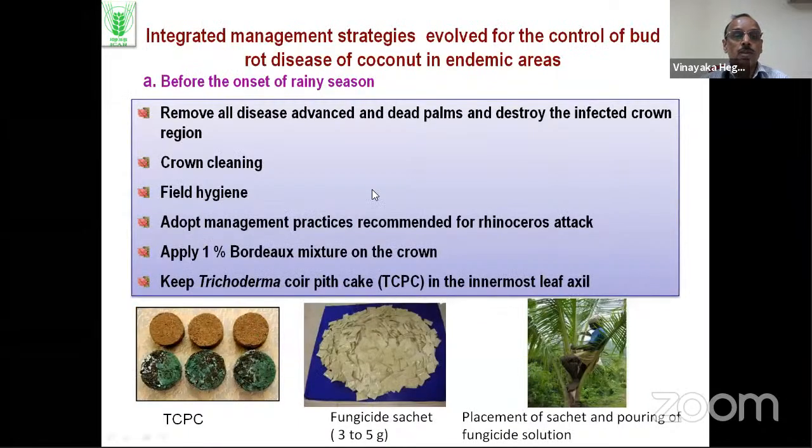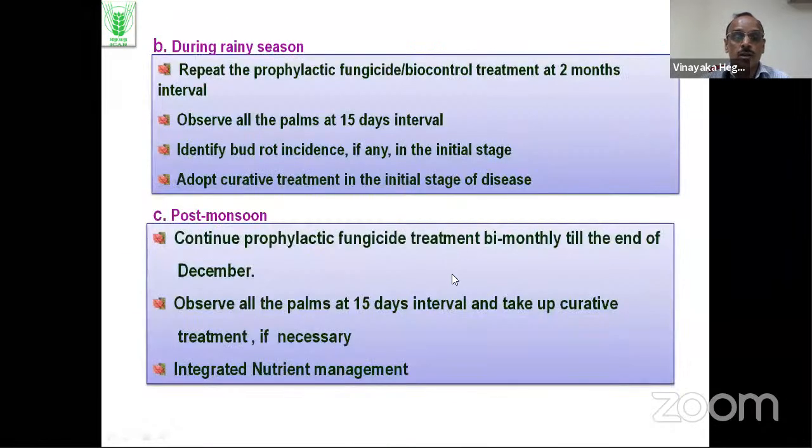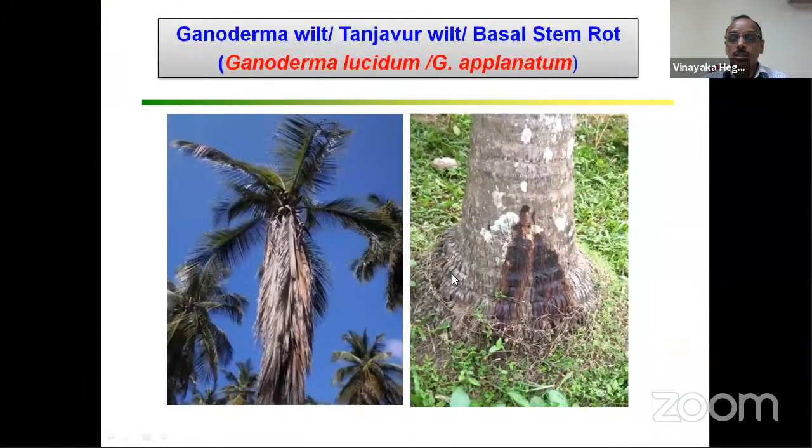So this is about the treatment of bud rot affected palms. Then another major disease in coconut is the basal stem rot, or Thanjavur wilt. It is also called Thanjavur wilt because the disease was first reported in the Thanjavur belt of Tamil Nadu. That's why it is the basal stem rot.